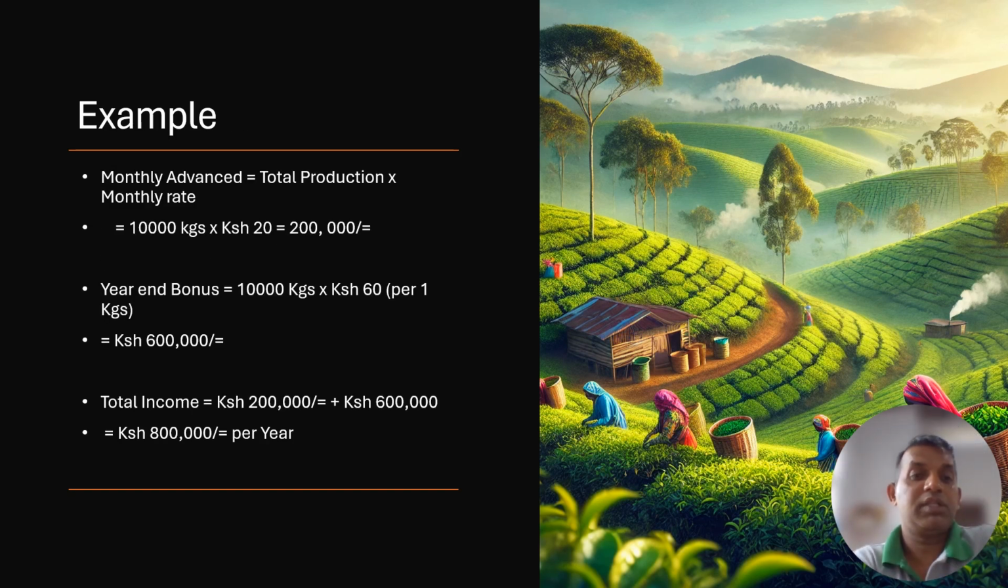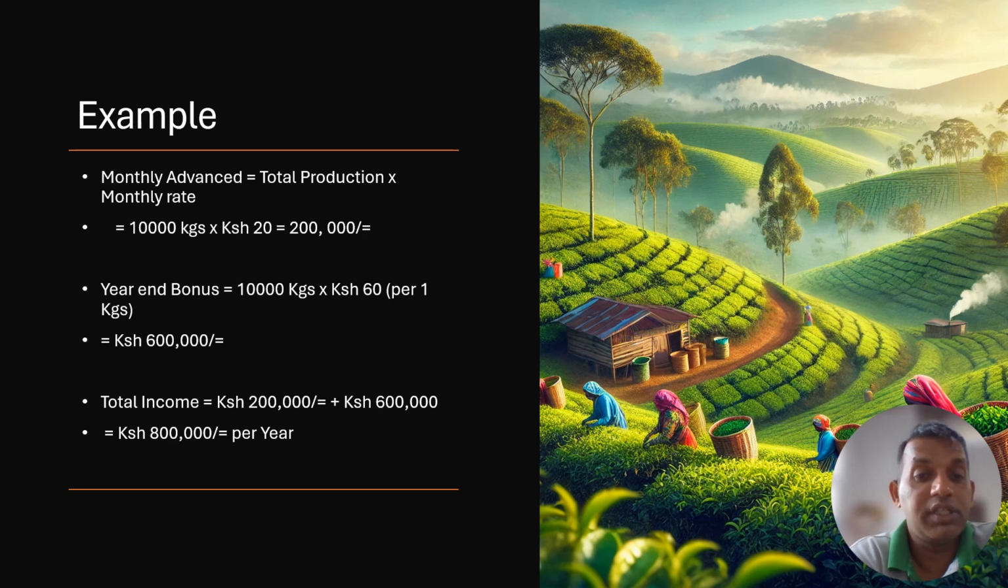As an example, the monthly advance payment is the total production multiplied by the monthly rate. If you supply 10,000 kilograms per year, they multiply by 20 shillings. 200,000 Kenyan shillings is the amount you receive through the year. That 200,000 Kenyan shillings divided by 12 means around 16,700 per month. This is the amount the tea farmers take monthly as a salary.